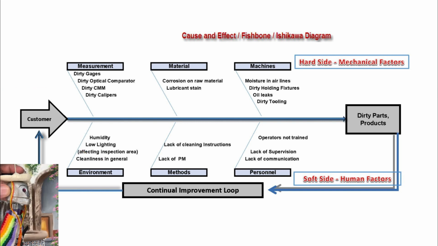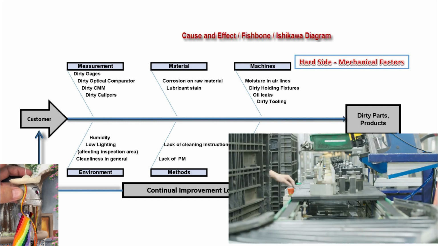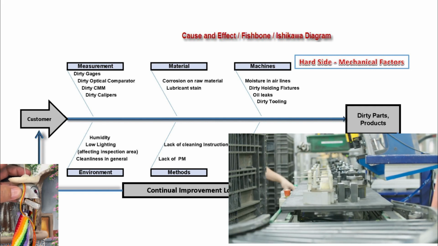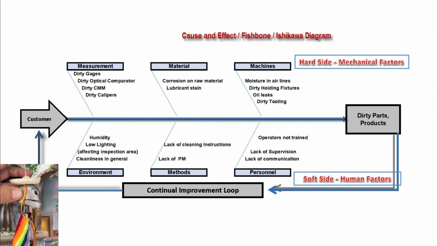In this case, the company found that the dirty parts were related to multiple factors, such as dirty measurement equipment, corrosion in the raw material, oil leaks on the equipment, lack of preventive maintenance, as well as lack of cleaning instructions and lack of training of the involved personnel related to proper handling. You will find that problems or conditions in manufacturing may have more than one root cause, and the fishbone diagram will help you to make the discovery. And that's it. Now, let's go to my final thoughts.